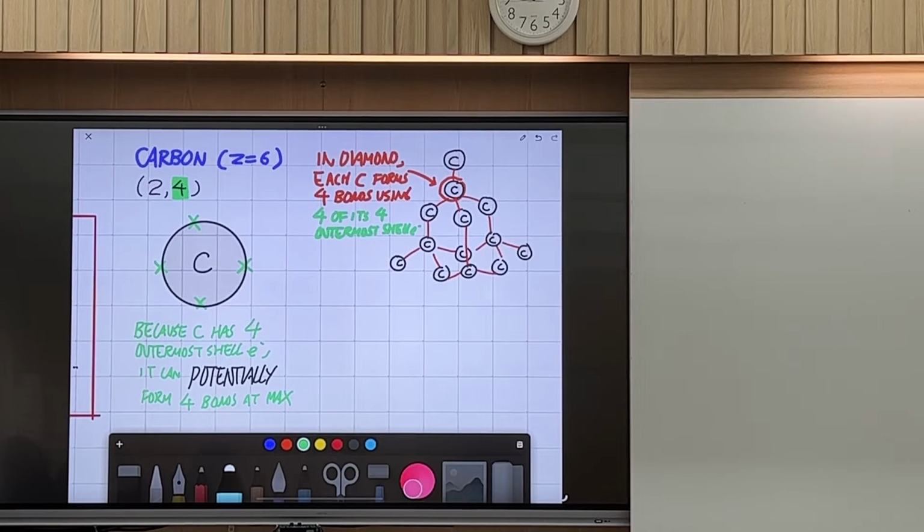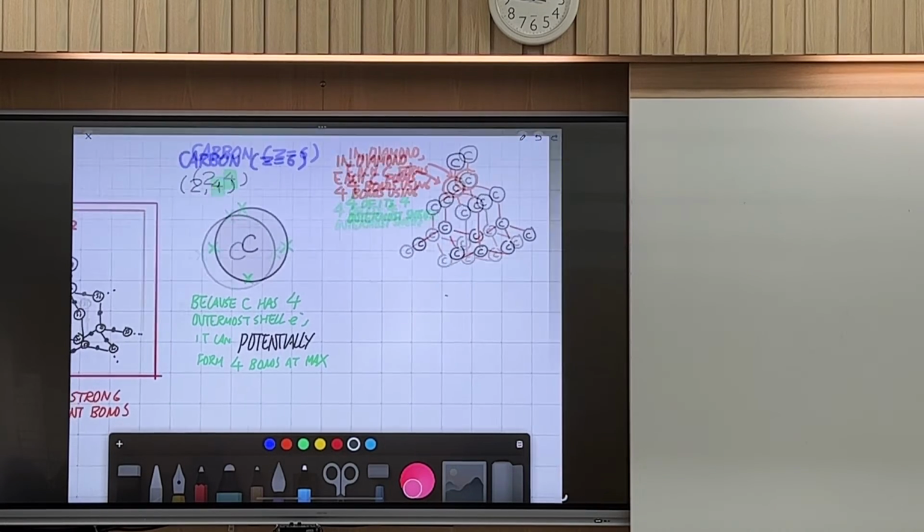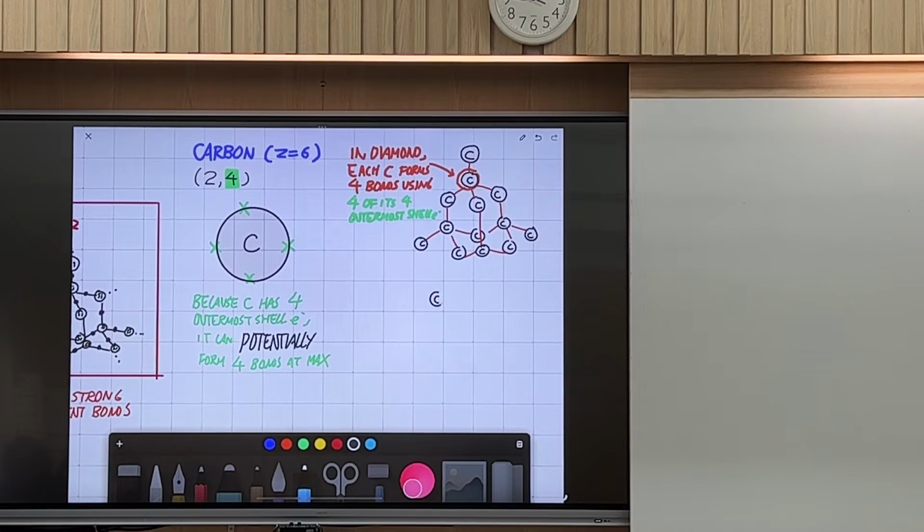What about in graphite? Do you remember what the structure is like in graphite? It's like a honeycomb, right? Remember, there are hexagonal layers of carbon. So now can you tell me, I'm not telling you the answer, how many carbons is each carbon in graphite bonded to? Is it 2 or is it something else?